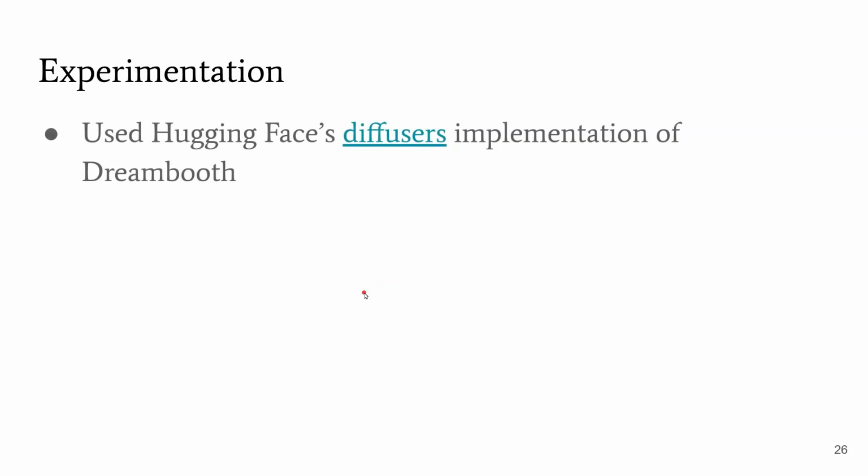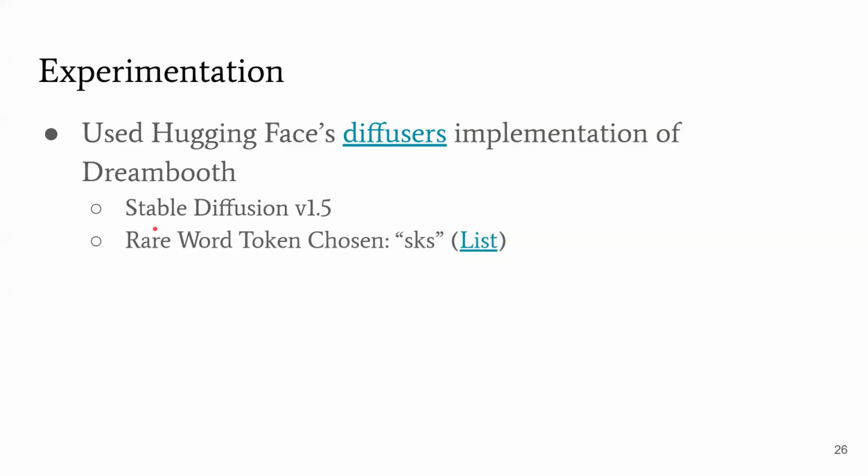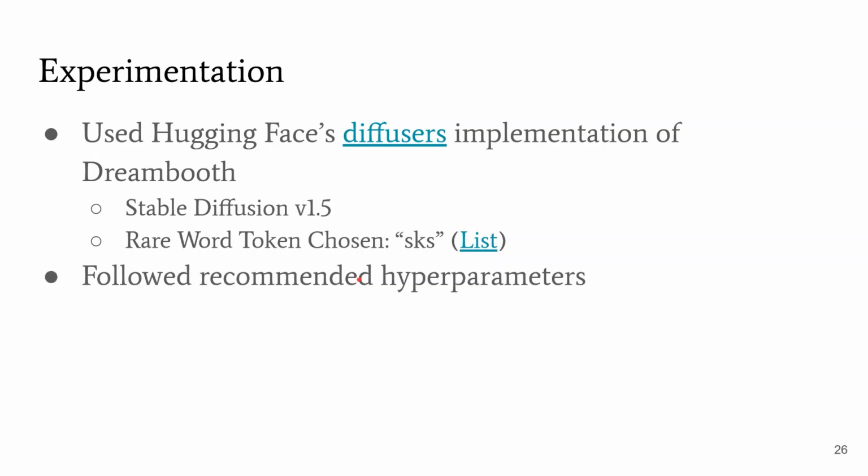So now to go on our own experimentation. So we found an implementation of DreamBooth using Hugging Face's diffusers GitHub. A couple main differences. They used Stable Diffusion v1.5 as their model instead of Imagen. And also the rare token, it wouldn't automatically choose it. You would have to provide it yourself. So they would recommend SKS for the rare token.